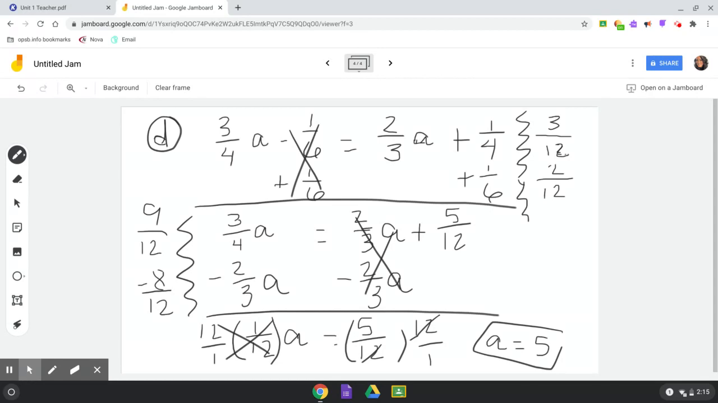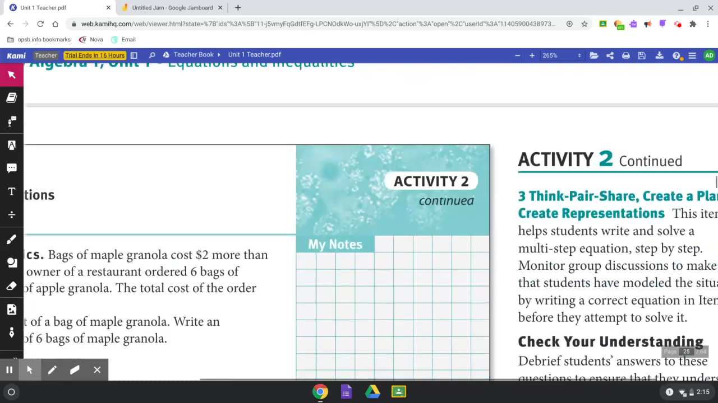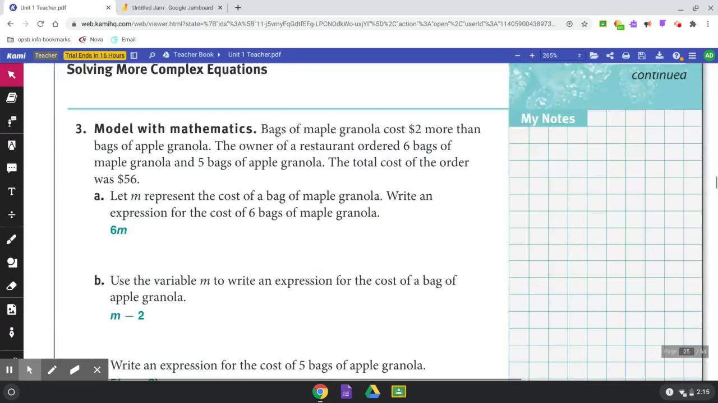Now we're moving to page 23 in your book. Let's see. Number 3, bags of maple granola cost $2 more than bags of apple granola. The owner of a restaurant ordered 6 bags of maple granola and 5 bags of apple granola. The total cost of the order was $56.